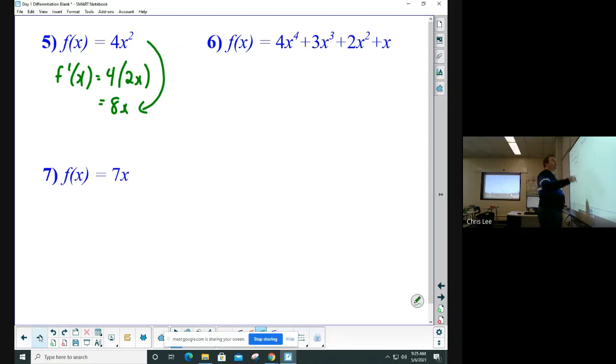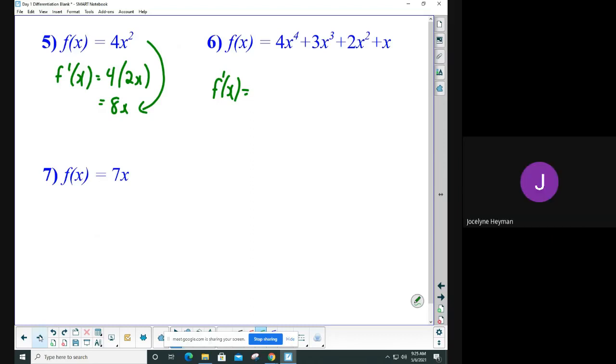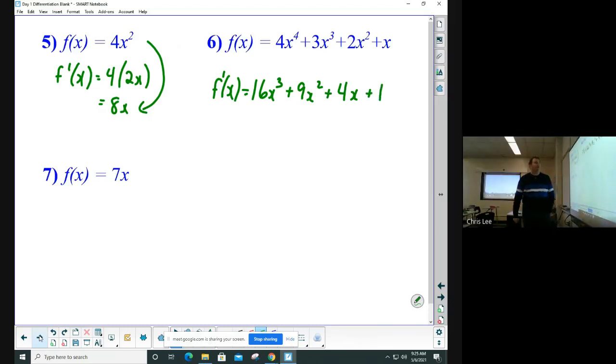Josie, what do you think on 6? Would it be 16x cubed plus 9x squared plus 4x plus 1? Very nice. Good. Good job. And again, imagine if I'd asked you this question yesterday, the amount of work we'd have to do to get down to this derivative. And now we can just do it in one quick little heartbeat.